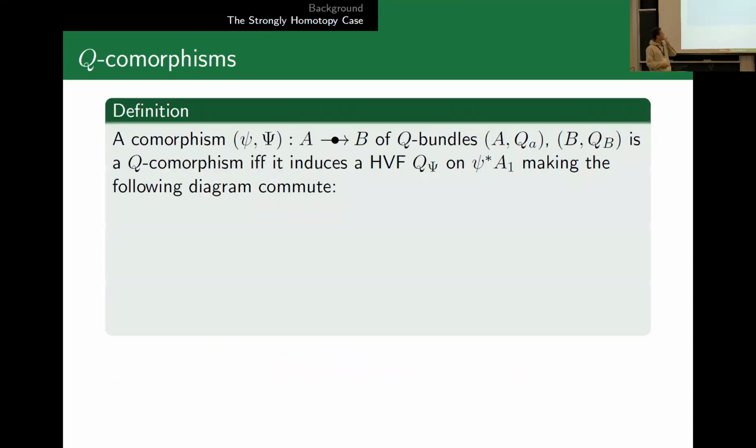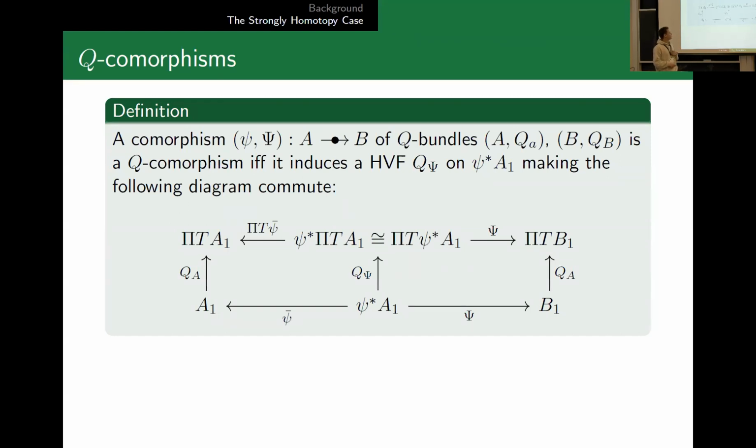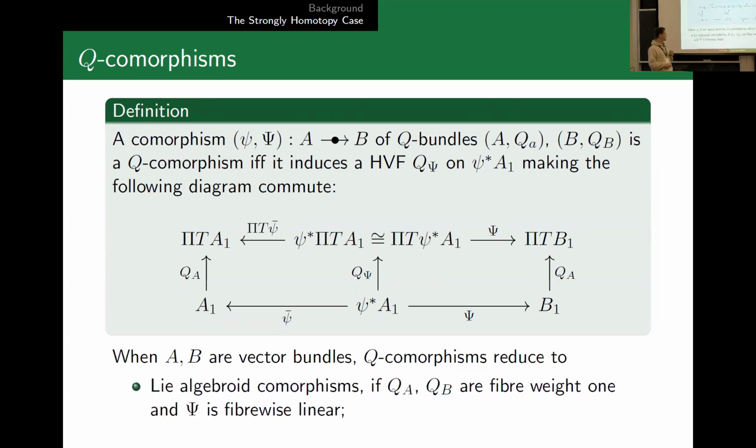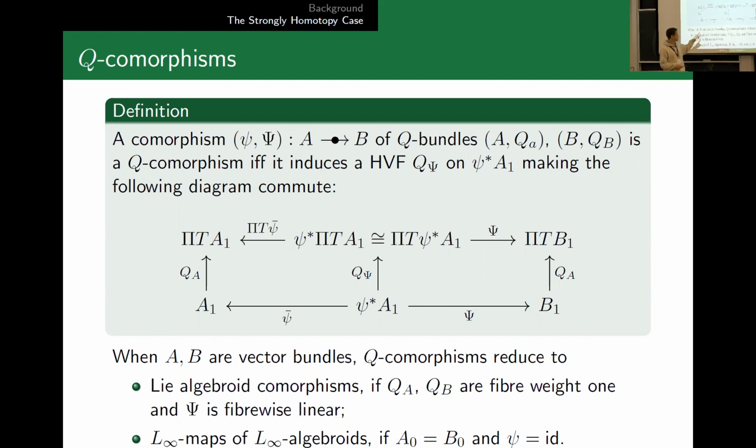Okay, so the definition I want to present is that if we have a comorphism of Q bundles, then we'll call it a Q comorphism if it induces a homological vector field on the pullback, which makes this diagram commute. Which looks kind of strange, but you can formulate Lie algebroid comorphisms in a similar way once you pass to the duals, to the parity reversed things, by Vaintrob's theorem and such. And if we have vector bundles specifically, then Q comorphisms reduce to Lie algebroid comorphisms if our homological vector fields are of the correct weights and our comorphism is linear, like I said. And we also get L-infinity maps of L-infinity algebroids if our bases are the same and we're not doing any kind of base mapping stuff.